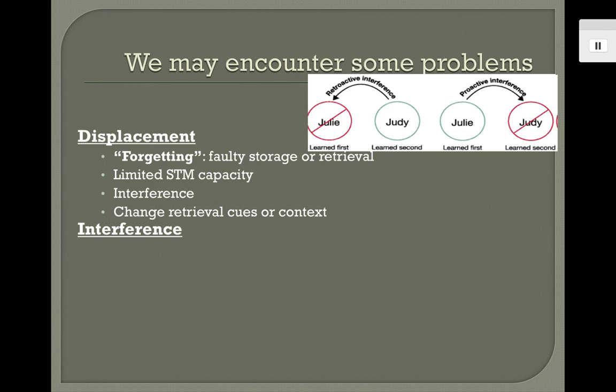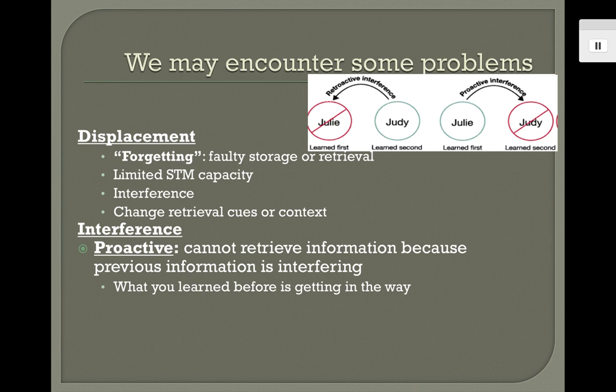Now, the last thing that we're going to talk about in terms of problems is the issue of interference. With interference, again, we have two types. The first type is what we call proactive interference. With proactive interference, we cannot retrieve information because previous information is interfering. In other words, we have problems retrieving information because what you learned before is getting in the way. If we look at the little schematic up here, you learned first the name Julie, and the second name you learned was Judy. Now you retrieve Julie out because that's the one you learned first, and you say Julie instead of Judy in this particular case.